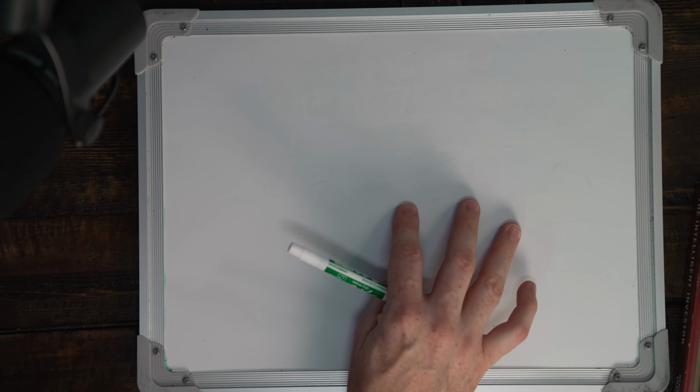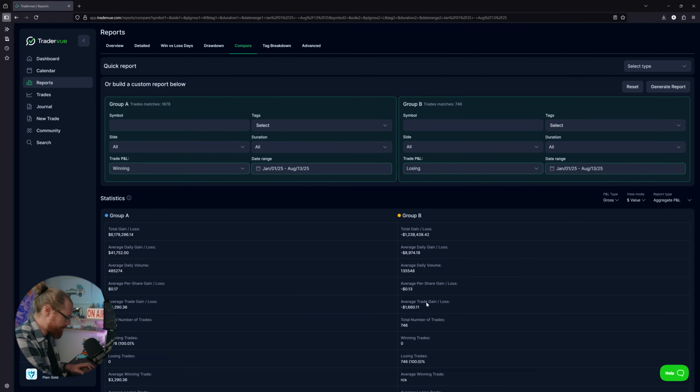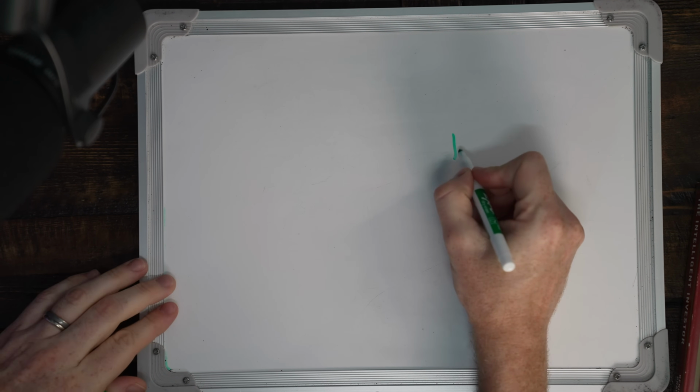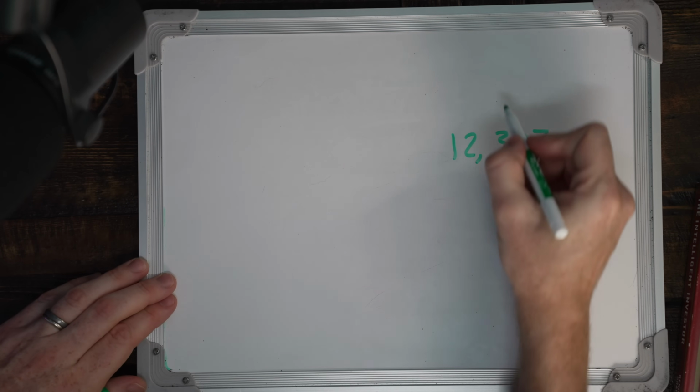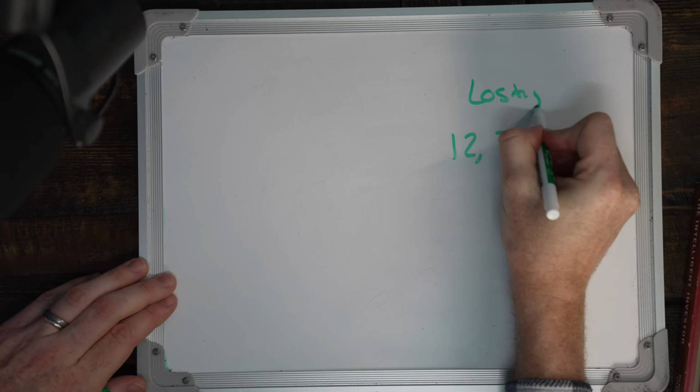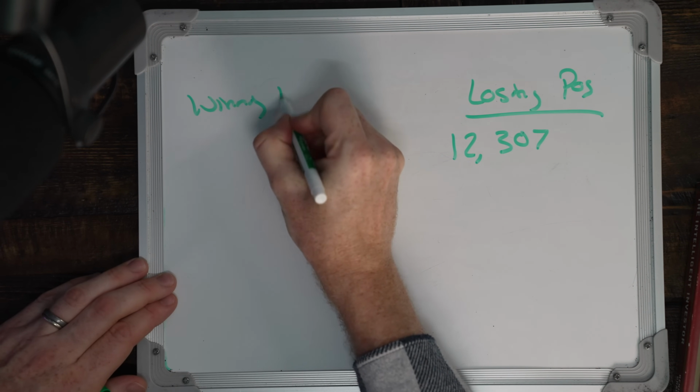So $1,600, which is the average loser that we saw right here, divided by 13 cents equals average position size, jump over to the whiteboard, of 12,307 shares. Okay, so this is my losing position size. Now let's look at my winning position size.